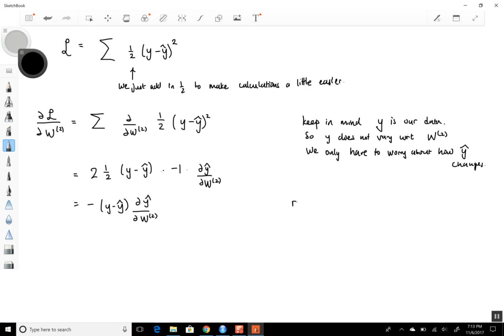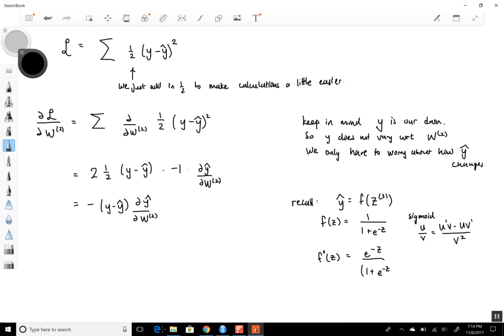Recall that y hat is equal to f of z3, and f of z was the sigmoid function, which is 1 over 1 plus e to the negative z. So this is the sigmoid. If we use the quotient rule for derivatives, the derivative of the quotient is u prime v minus u v prime over v squared. So f prime of z, the derivative of this, is going to become e to the negative z divided by 1 plus e to the negative z quantity squared.